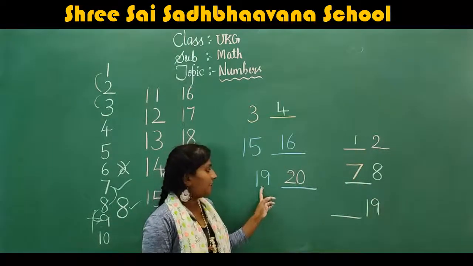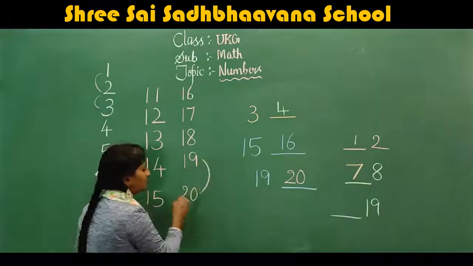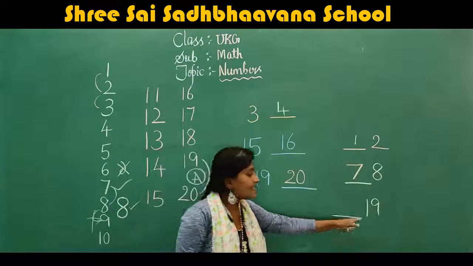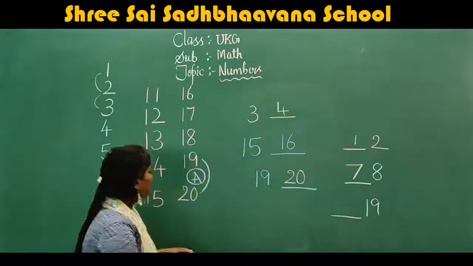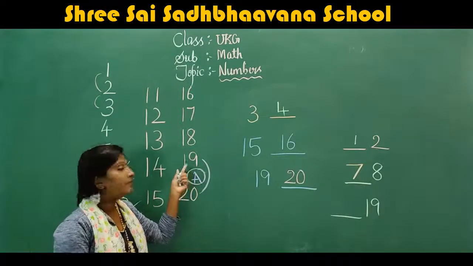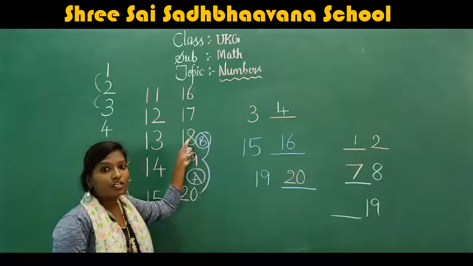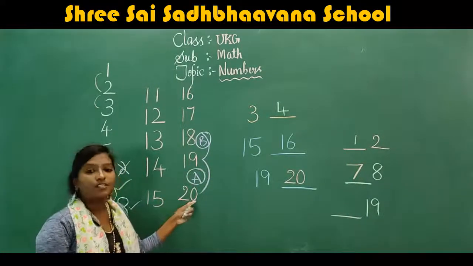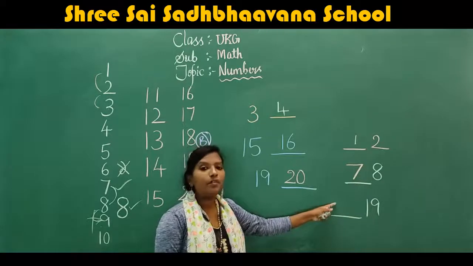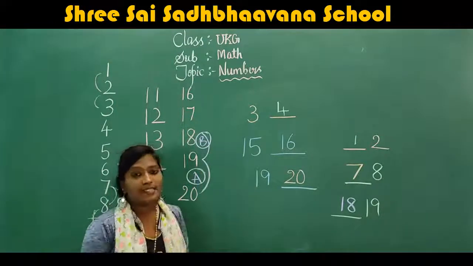See here, children. 20 comes after number 19. This is after number. Now I am asking before number. Before 19, which number will come? Before 19 comes 20? No, this is after number. Then before 19, which number will come? Yes, before 19 is number 18. Which number do I have to write here? Yes, number 18.